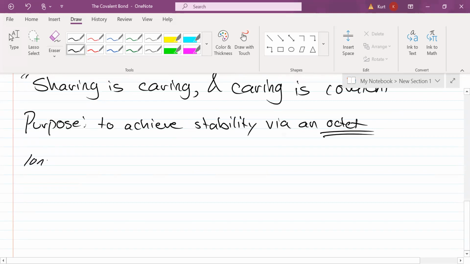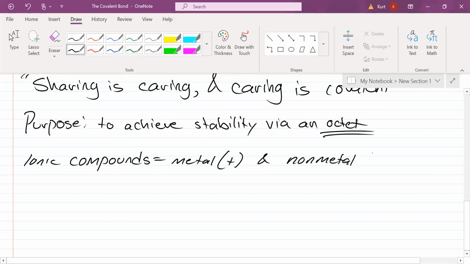So typically in an ionic compound, and I'm only mentioning ionic compounds for the sake of comparison, you typically have a metal, which would be positively charged, and a non-metal, which would be negatively charged. In covalent compounds, which we call molecules, you're going to be hearing me make this change to your vocab. Covalent compounds are called molecules.